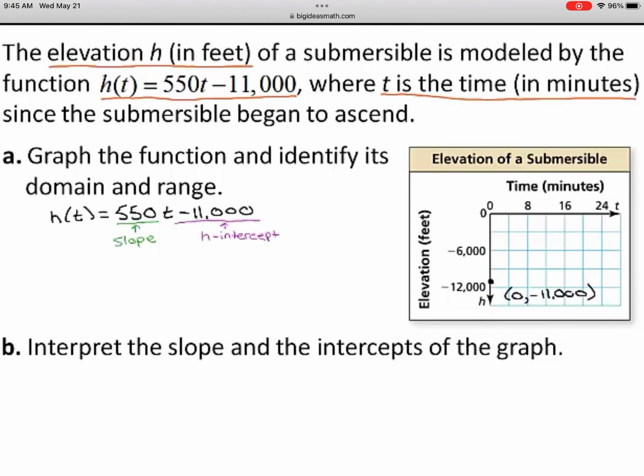The slope is 550, which can be rewritten as 11,000 over 20. So plot a point that is 11,000 units up and 20 units right of the point 0, -11,000. Then draw a line segment through the points.